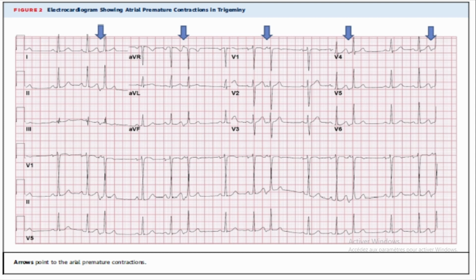On ECG, there is a negative P wave of the APC on leads D2, D3, and aVF, and on leads V4 to V6. There is an isoelectric P wave of the APC on lead D1, and a positive P wave on leads aVL, aVR, and V1 to V3.